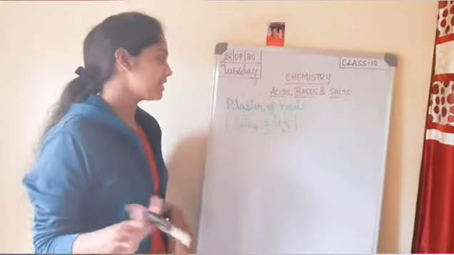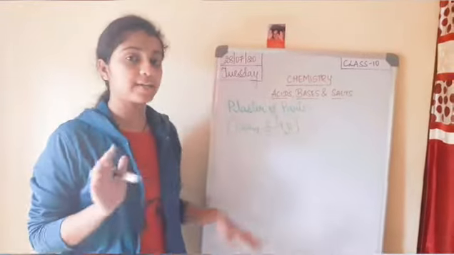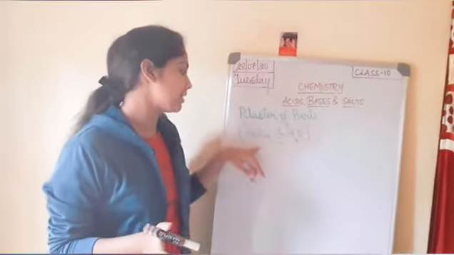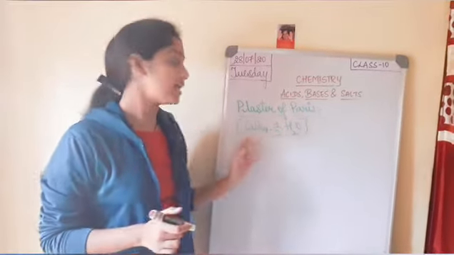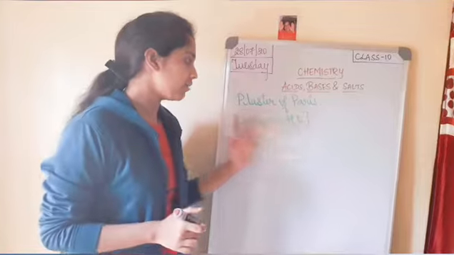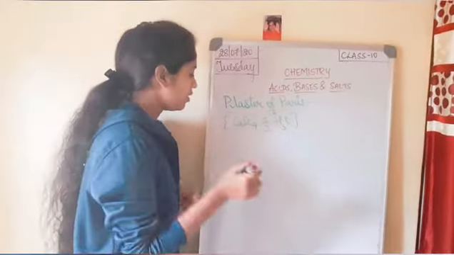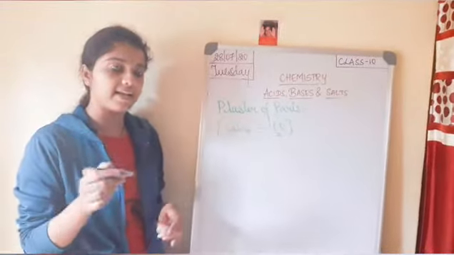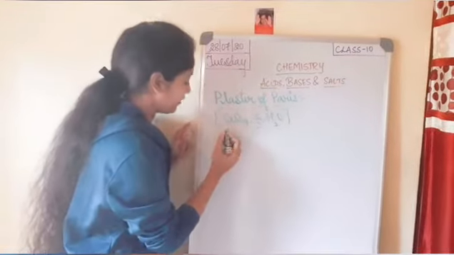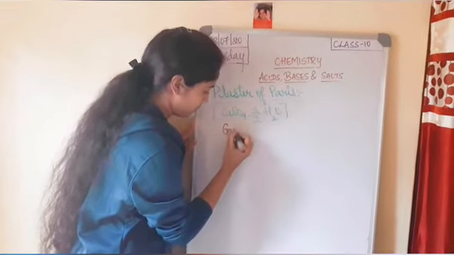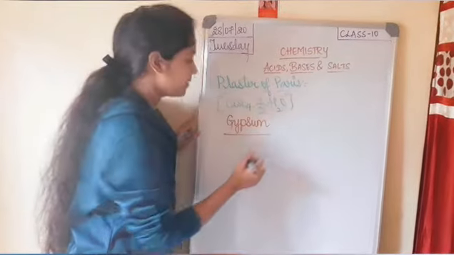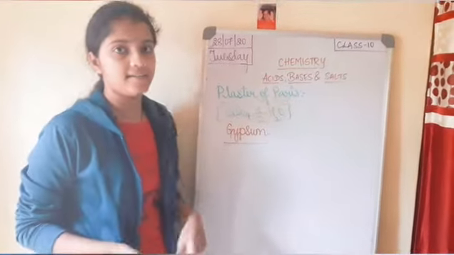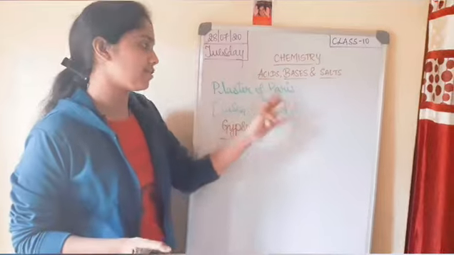Next, let's learn about plaster of Paris. Now chemically it is called calcium sulfate hemihydrate. Now this is its formula. So this is called plaster of Paris because it is obtained from gypsum, which is mainly found in Paris. So that is why it is called plaster of Paris.